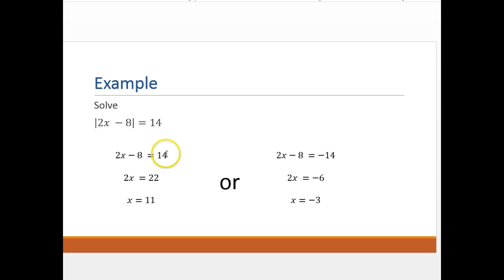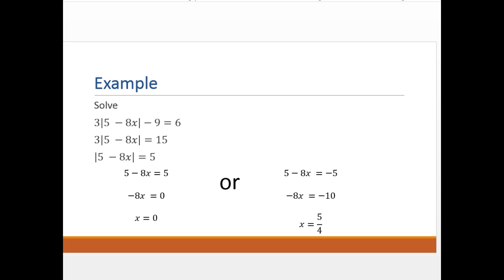2x minus 8 equals 14 tells me 2x is 22 by adding 8 to both sides. Divide both sides by 2, I get x is 11. Or I have a situation where 2x minus 8 equals negative 14. Add 8 to both sides, you get 2x equals negative 6, x equals negative 3. Well, let's see how this works. If x is 11, 2 times 11 is 22, minus 8 is 14, absolute value of 14 is 14. If I plug in the other one, negative 3, 2 times negative 3 is negative 6, negative 6 minus 8 is negative 14, and the absolute value of negative 14 is 14. Hence, pretty much every time you're dealing with an absolute value, you're going to wind up with two equations.